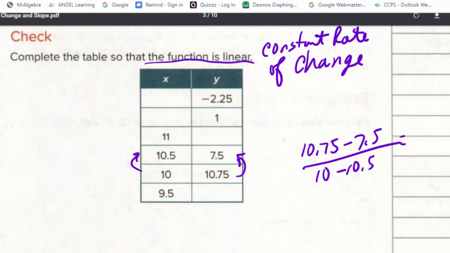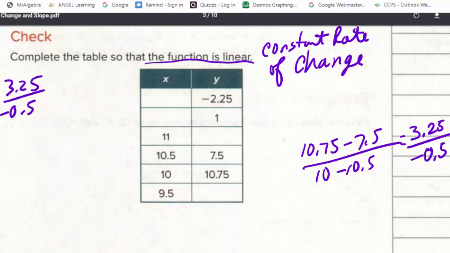Okay, so the first one is going to give me 3.25 over negative 0.5. So I'm going to use this 3.25 over negative 0.5. So what that means is, as we're going forward, this is increasing by 3.25, and as we go forward, this one is decreasing by 0.5, so negative. So as I go forward one more time right here, I got to add another 3.25 to that, and that will end up giving me 14. So that one has to be a 14.